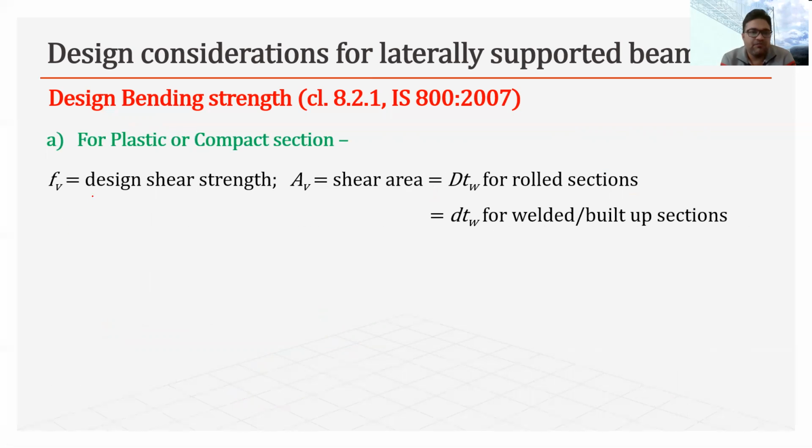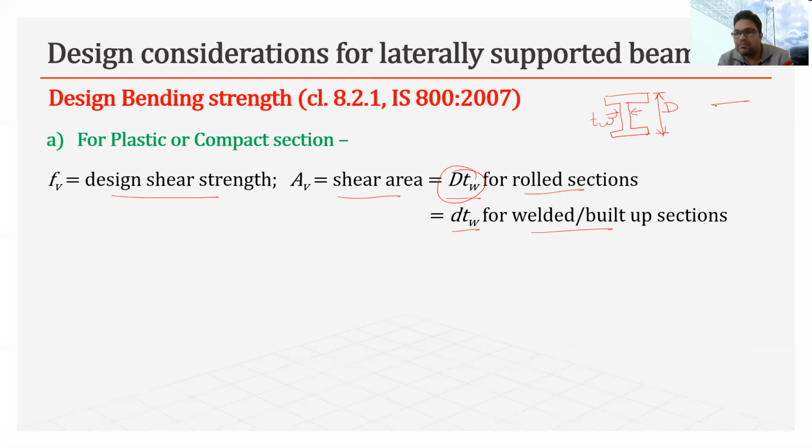So as I said, FV is the design shear stress or shear strength. AV is the shear area, and it can be calculated as d into tw for welded or built up section, and for rolled section it will be D into tw. Well, actually it is something like this. So if it is a built up section, in that case, if this is D, and if this is T, then AV will be D into tw for rolled section.